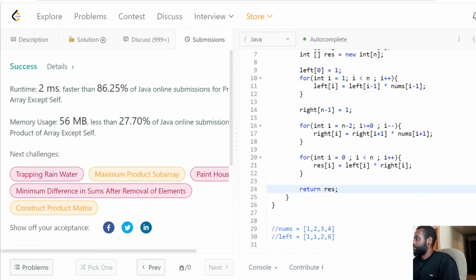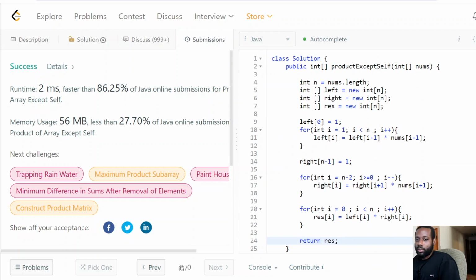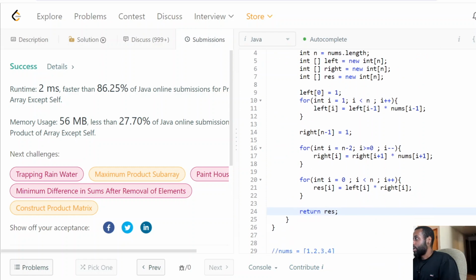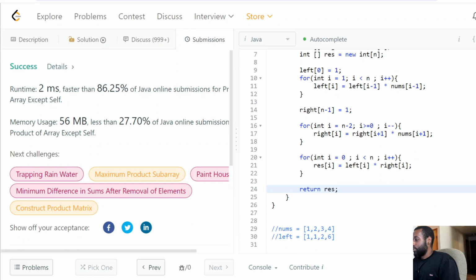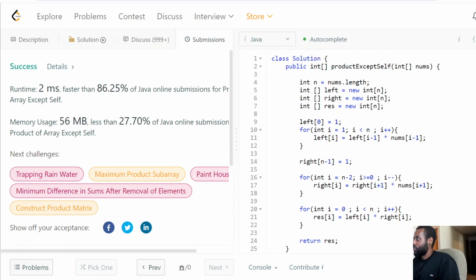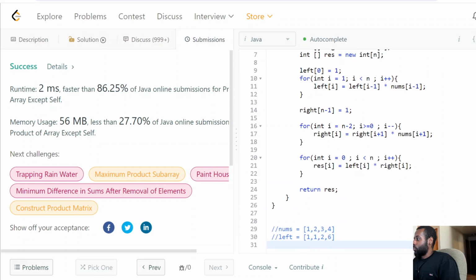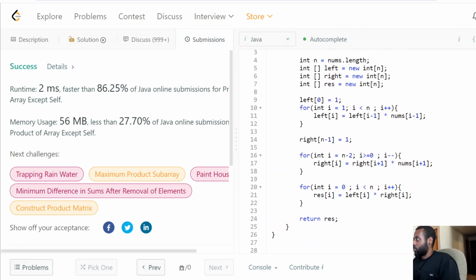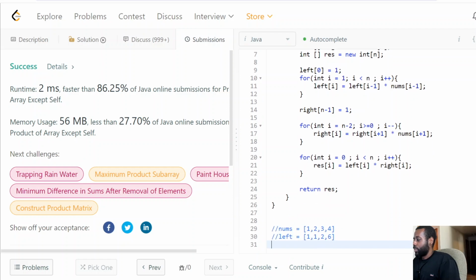So there's even a better solution than this one, which I think is worth mentioning. We don't need a left and a right. We could use the res, the result output, to build the left side of things. So we compute the left side, where every index has the product of all the elements to its left.